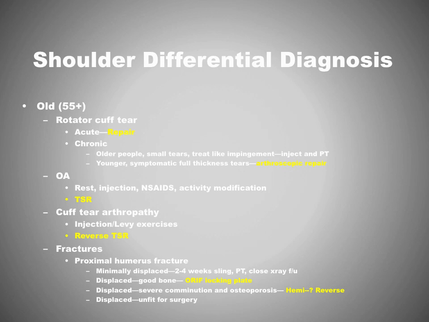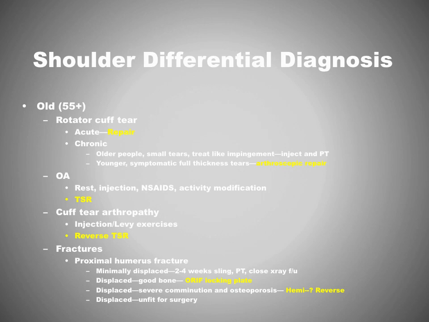I'll inject and rehab them because I think the natural history of this group, especially in the 70 and up set, is pretty good. If they're younger, symptomatic, full thickness tears, we'll do an arthroscopic repair, especially if they've failed a little bit of conservative treatment. Osteoarthritis with an intact cuff. For me, again, it's like osteoarthritis of the knee.